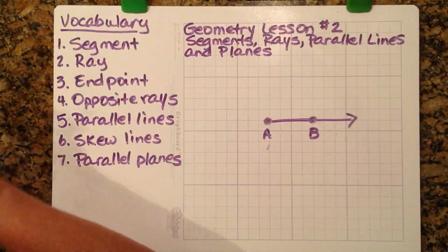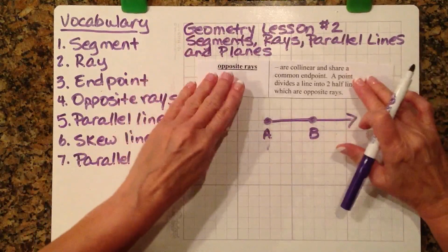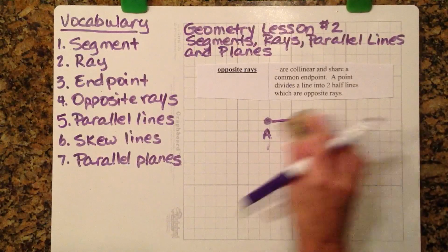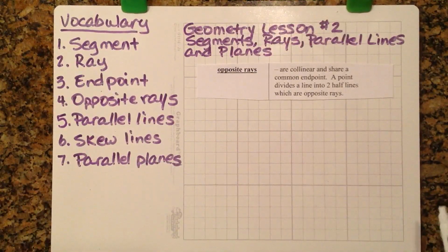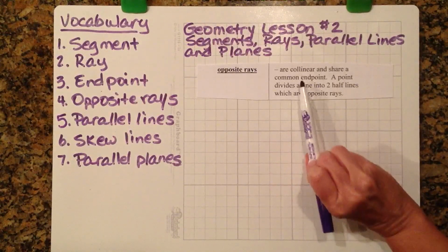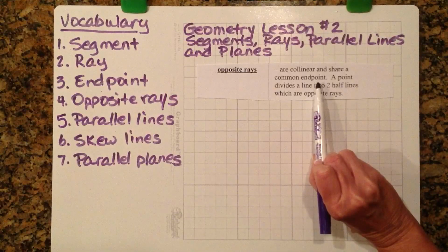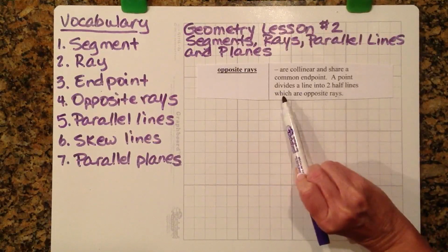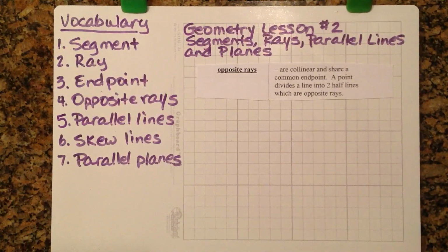Opposite rays is our next term. We're right here on number 4. Let's look at opposite rays. And here's the definition of opposite rays. Opposite rays are collinear and they share a common endpoint. A point divides a line into 2 half lines, which are opposite rays.